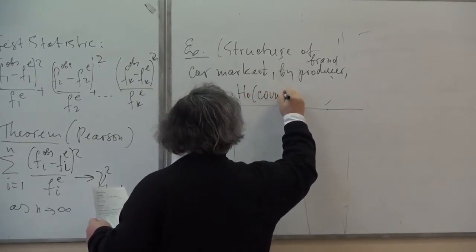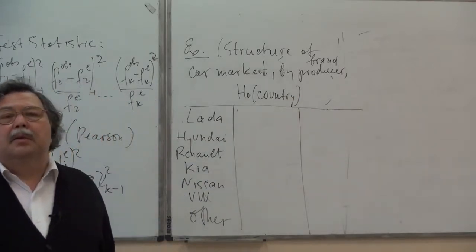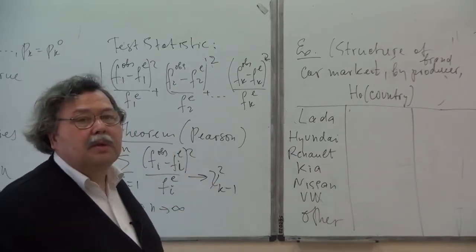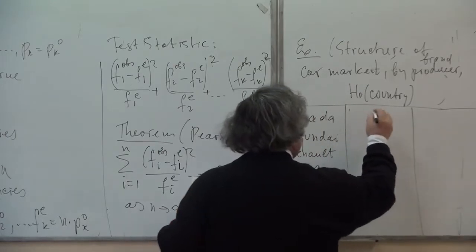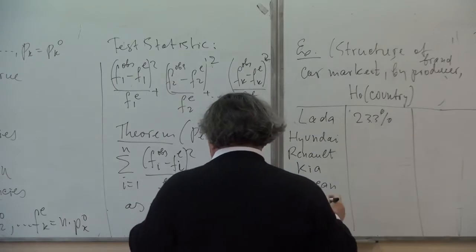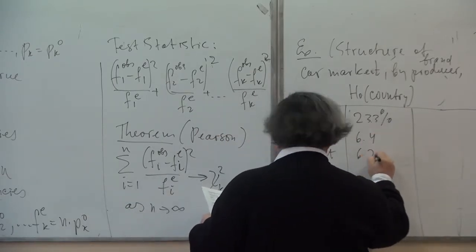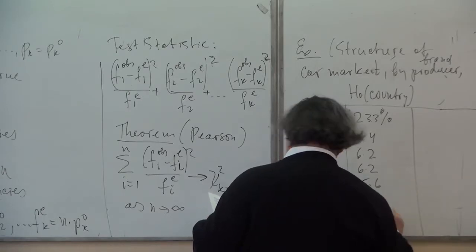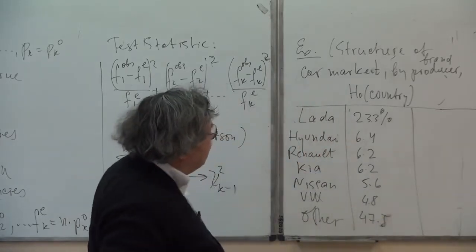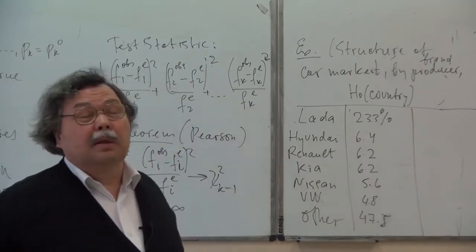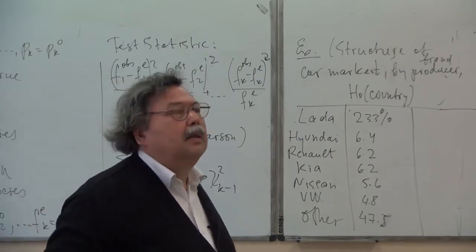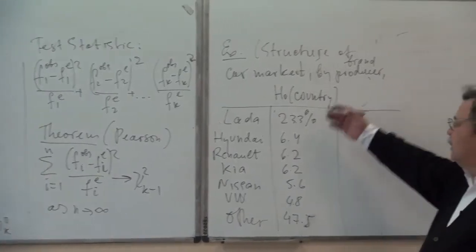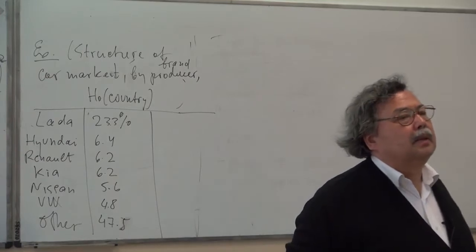So H0. What is H0 here? It's about a certain hypothesized multinomial proportion. Suppose for the country as a whole, the proportions are known, and they are as follows. In percentage terms, 23.3, 6.4, 6.2, 6.2, 5.6, 4.8, and 47.5. By the way, these figures are quite realistic, borrowed from some report. Only it's not for this last year. It's for the year 2012.